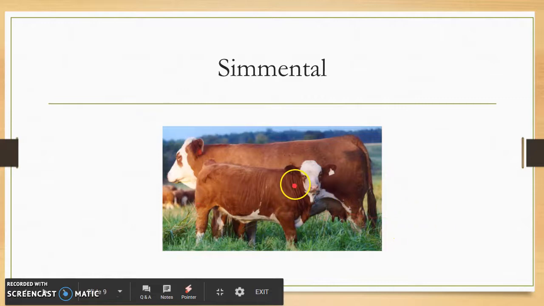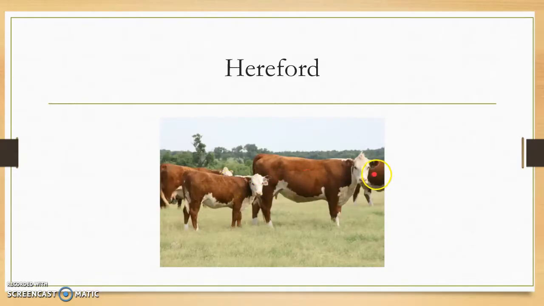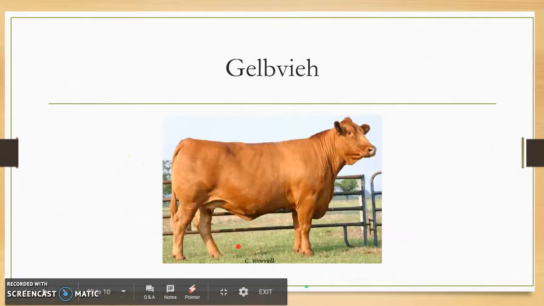The other difference is that the coat color, that red color, typically will come up around the eyes in a Simmental, where it doesn't in a Hereford. So you can see over here on the Hereford, primarily bald white face, whereas the Simmental have those pretty prominent red patches on their eyes. Okay. All right, next one is the Gelbvieh.